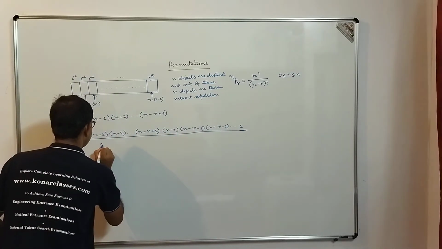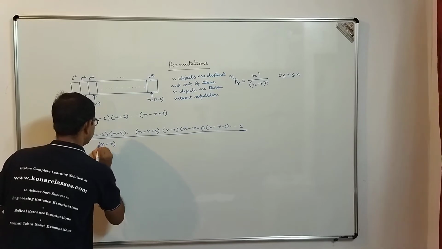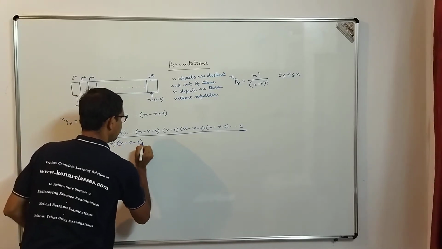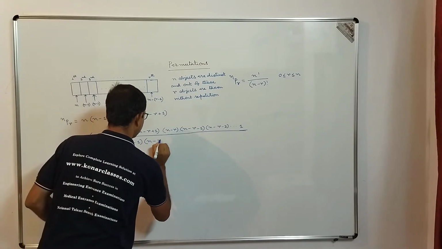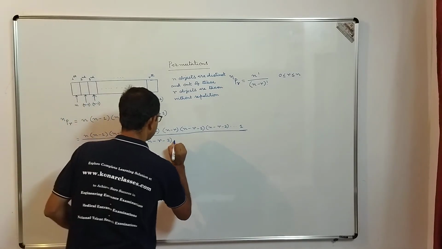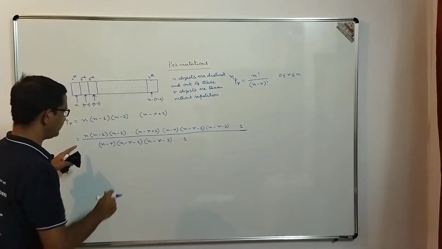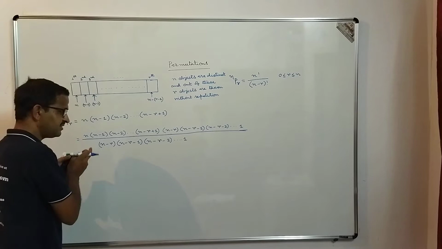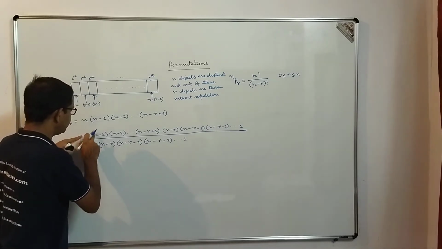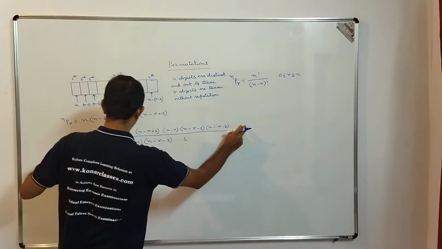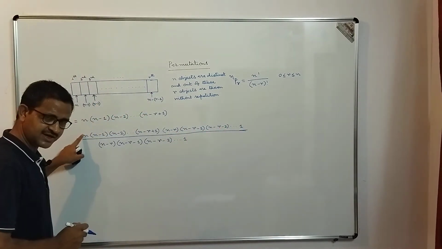Should we write it here? n minus r into n minus r minus 1, n minus r minus 2, and continue till 1. Now let us look very carefully. What is the numerator term? n into n minus 1 into n minus 2, and in that way it continues till 1. That is nothing but factorial n, correct?